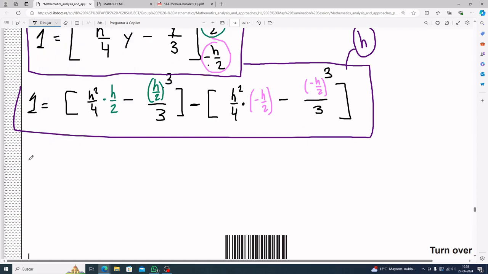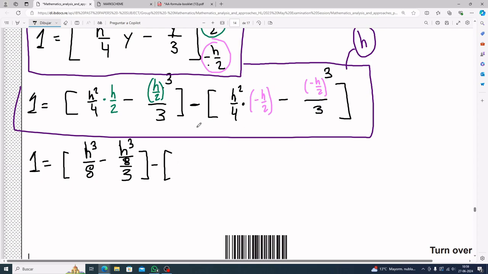We're almost done. See? So this first parentheses is going to end up with h squared times h, so h cubed divided by 4 times 2, 8. Minus, here you have a cubed going around affecting both the numerator and the denominator, so you end up with h cubed divided by 8, divided by 3. I will show you how to solve that in a second, right?